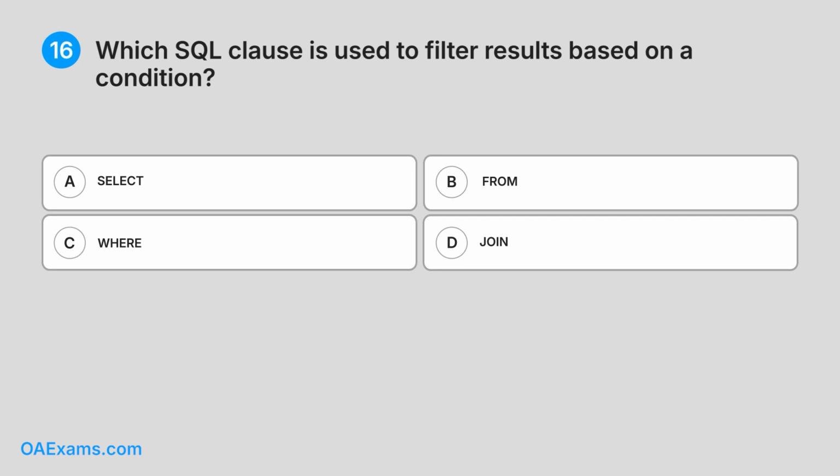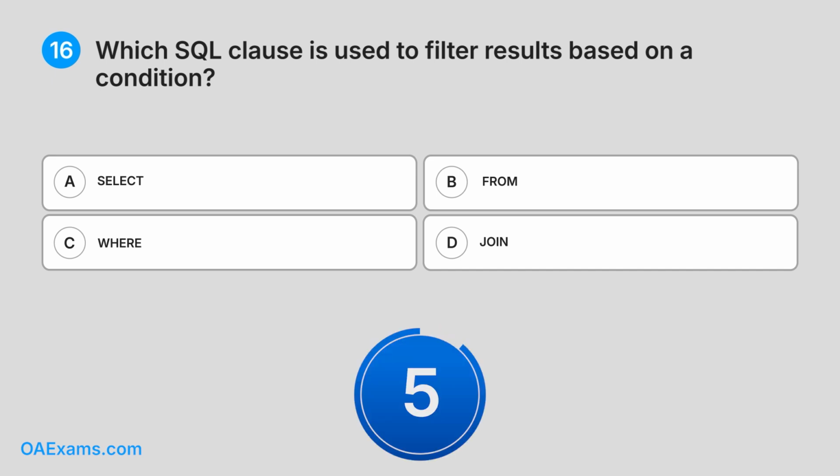16. Which SQL clause is used to filter results based on a condition? A. Select. B. From. C. Where. D. Join. What do you think is the answer?